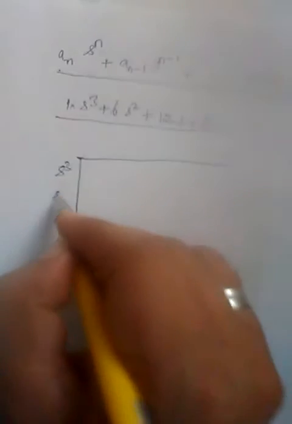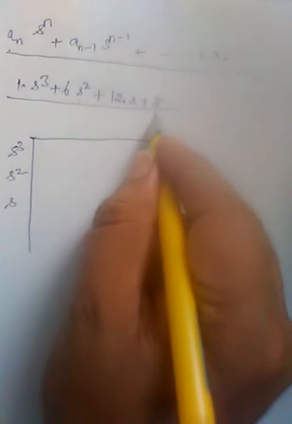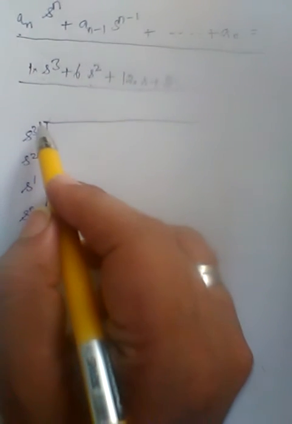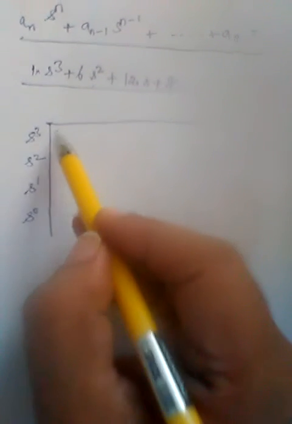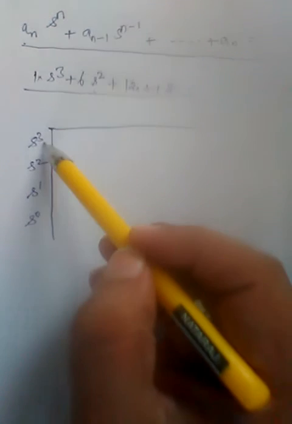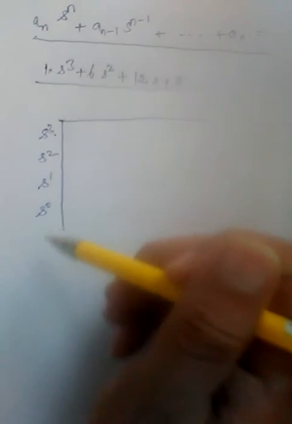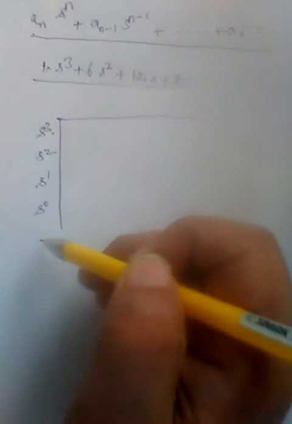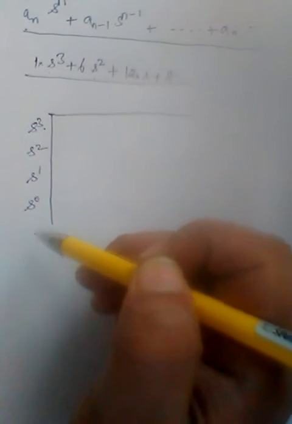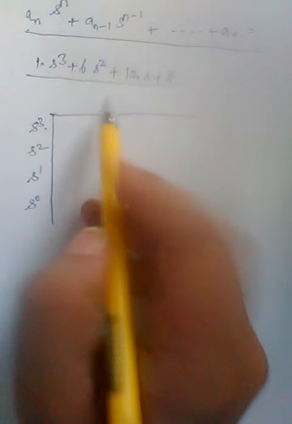Now what I have here, I have s power 3, and here I have s square, and here s, then here I have s power 0. So I have to arrange the polynomial degree. This is called the degree. The degree has to be arranged from the highest order to the lowest, so that I get all the degrees in the quotients. Then I have to extract the coefficients.